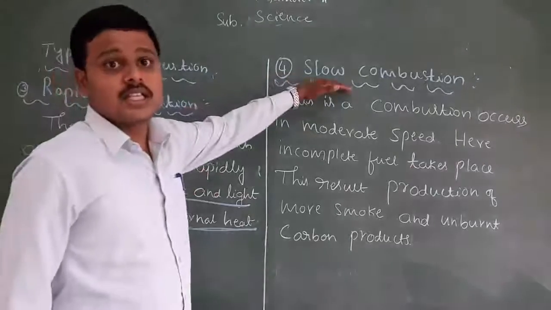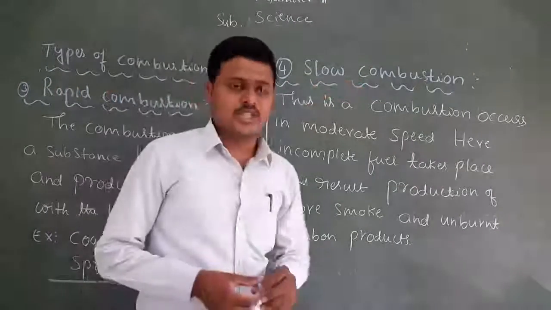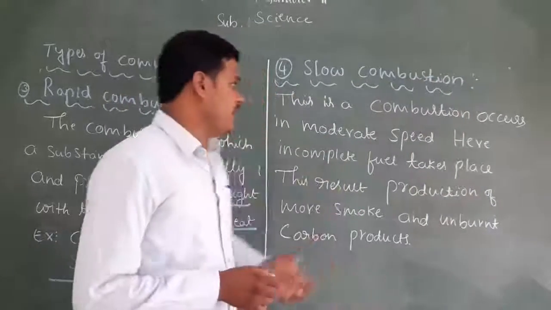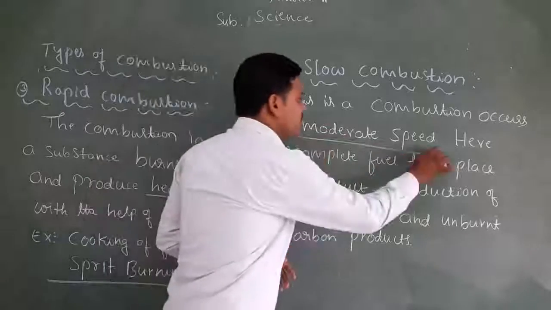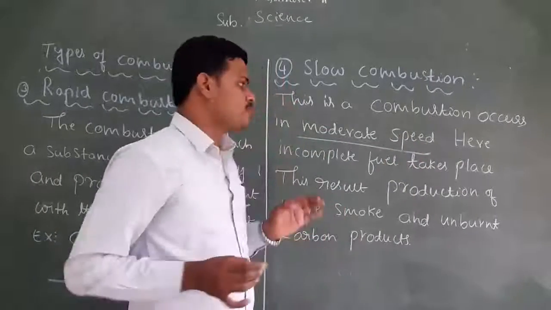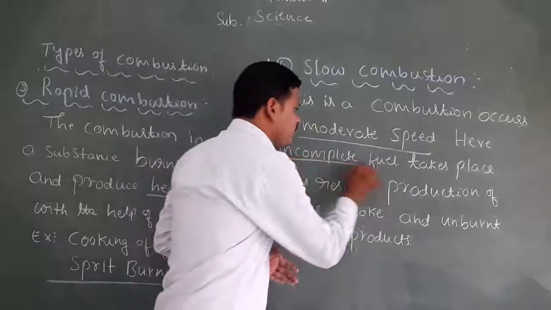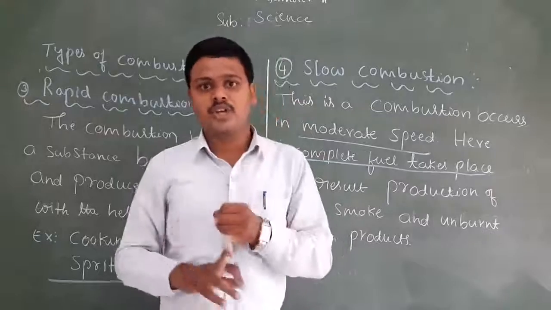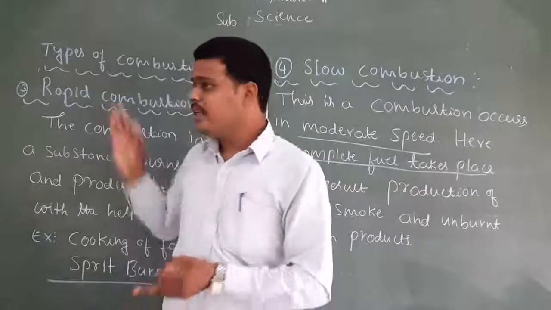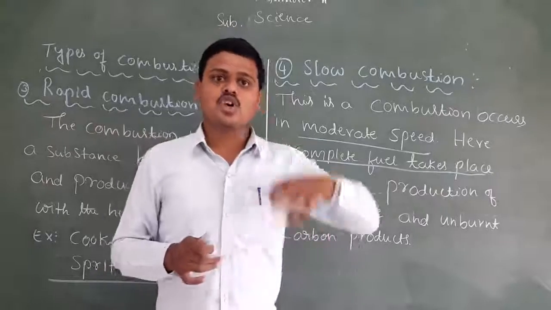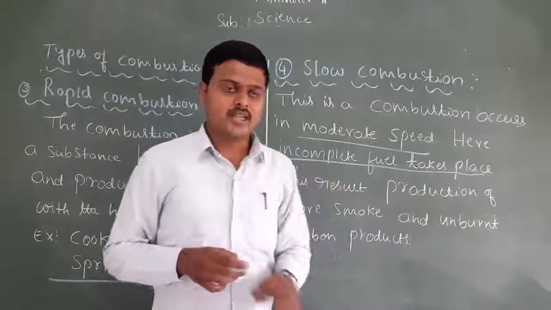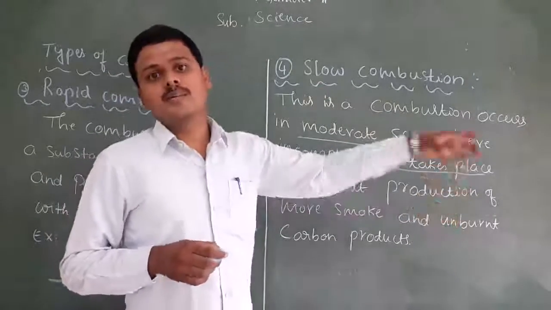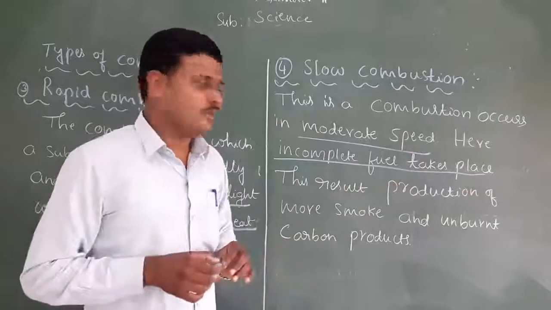And the last one is slow combustion. What do you mean by slow combustion? This is also one kind of combustion, which means burning that takes place at a moderate speed, a very low speed, and here incomplete combustion takes place. In the spontaneous, explosive, and rapid combustion we discussed previously, the combustion process is in a clear format, but in slow combustion, incomplete combustion takes place.